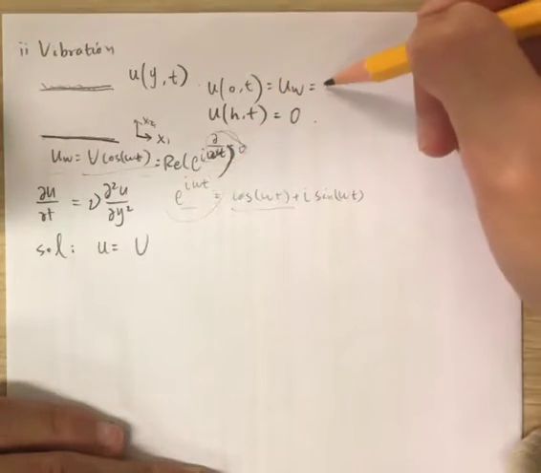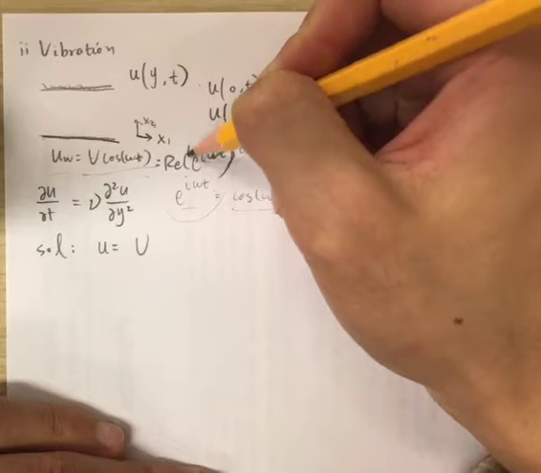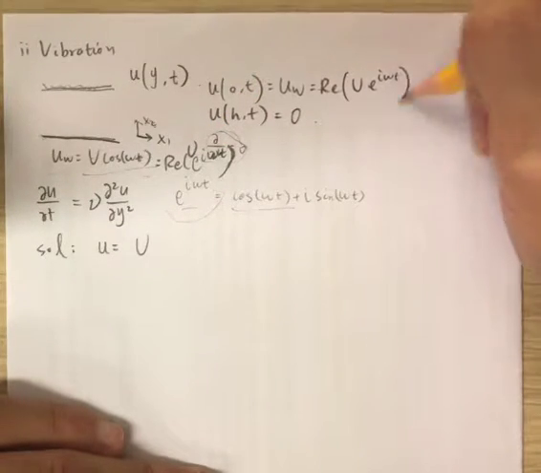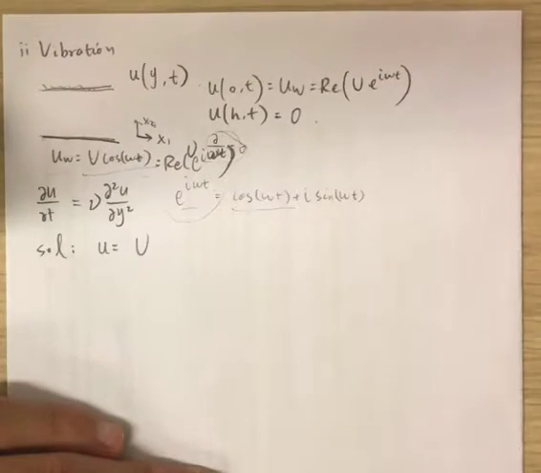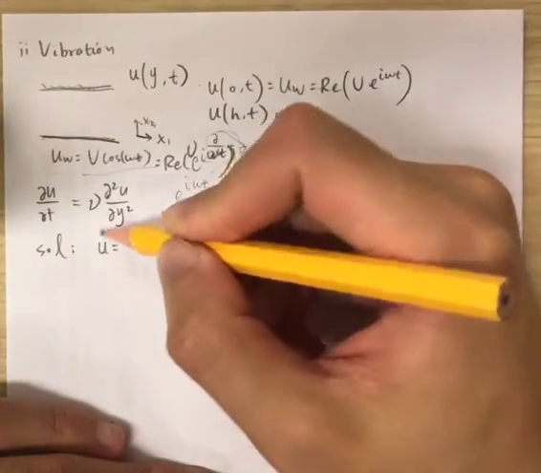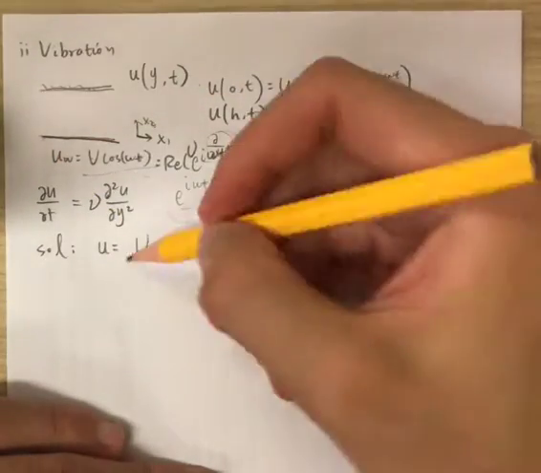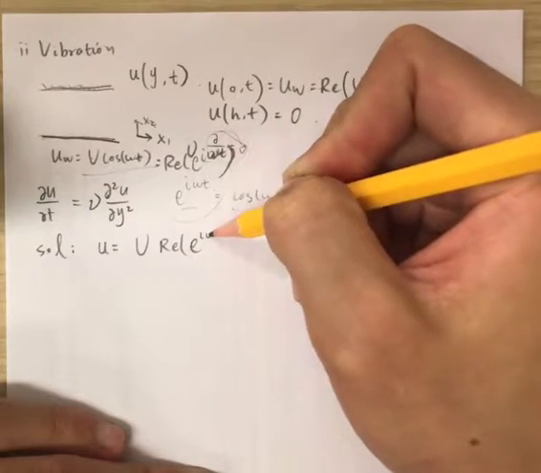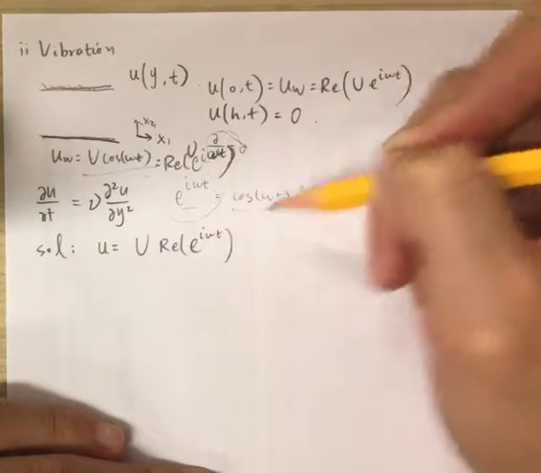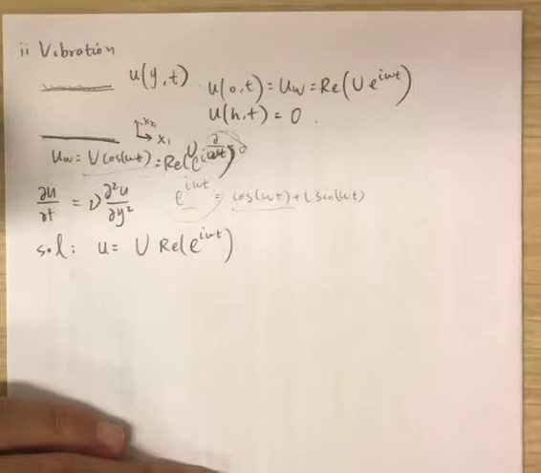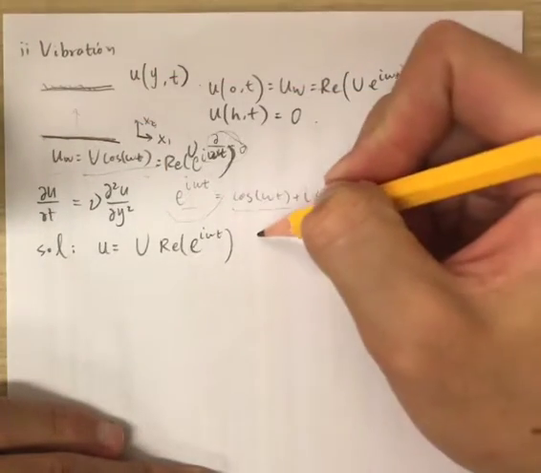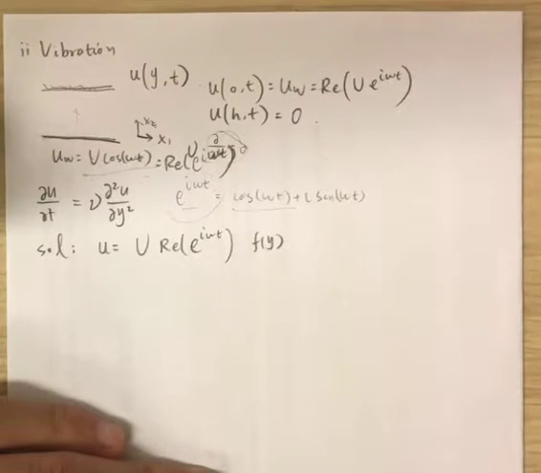So here, I can also write it as the real part of capital U times e to the power of i omega t. So here, U is equal to U_W times something, right? So it should be U times the real part of e to the power of i omega t times some coefficient. And that coefficient can be a function of what? Can be a function of y, right? So this coefficient, we'll call it F(y).